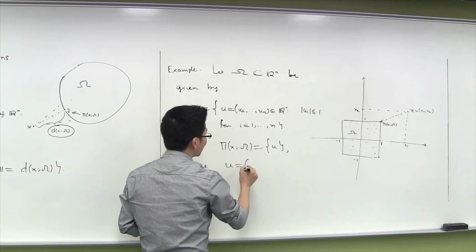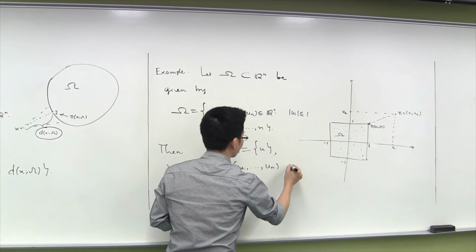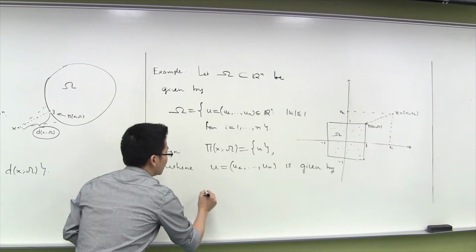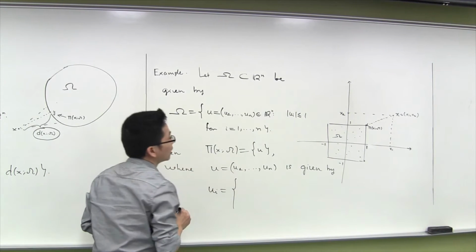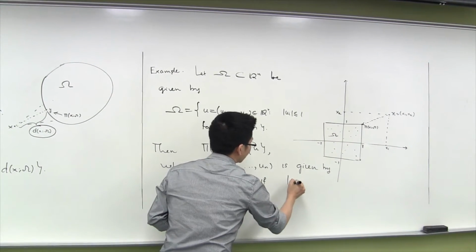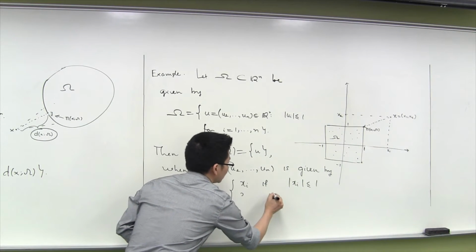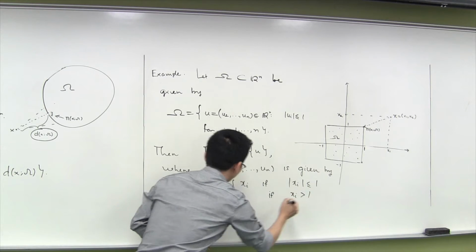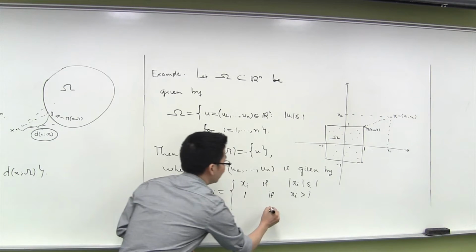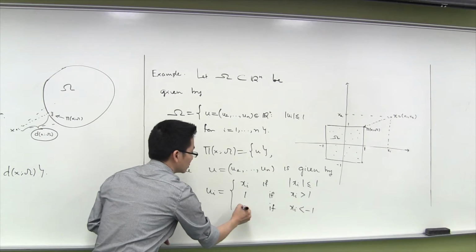The projection u, a vector of real numbers, is given by: u_i is equal to x_i if the absolute value of x_i is less than or equal to 1. Now, if x_i is greater than 1, then the corresponding u_i is going to be 1. And if x_i is less than minus 1, then u_i is equal to minus 1.